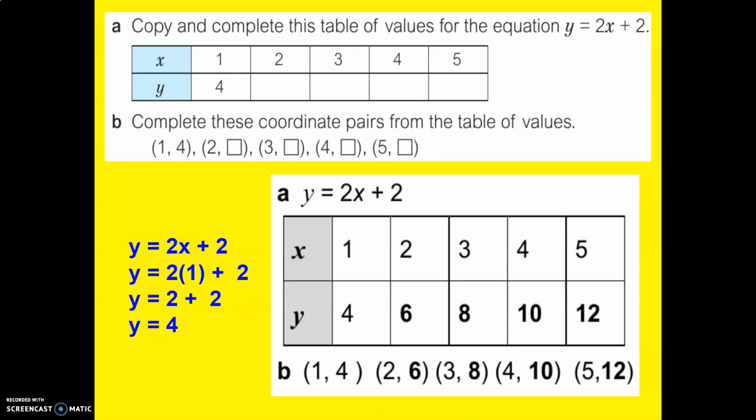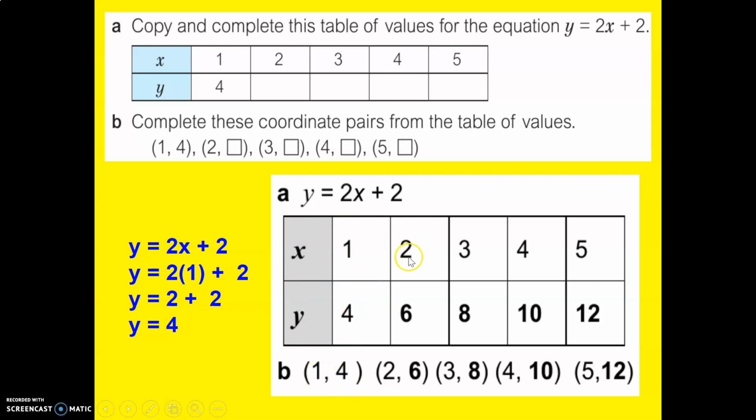Second problem. Copy and complete this table of values for the equation y equals 2x plus 2. So let's first have x equals 1. When x equals 1, you simply substitute 1 to x. So our equation of the line is y equals 2x plus 2. Substitute 1 to x. So we have 2 times 1 plus 2 equals 2 plus 2 equals 4. Therefore, our first coordinate pair is 1, 4.